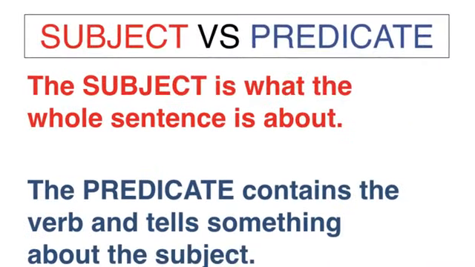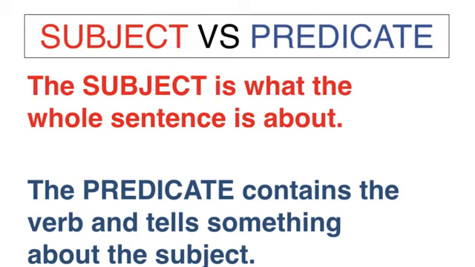Then we have the predicate. It's the second part. It's the rest of the sentence. It contains the verb and tells something about the subject. Repeat this after me. The predicate contains the verb and tells something about the subject.